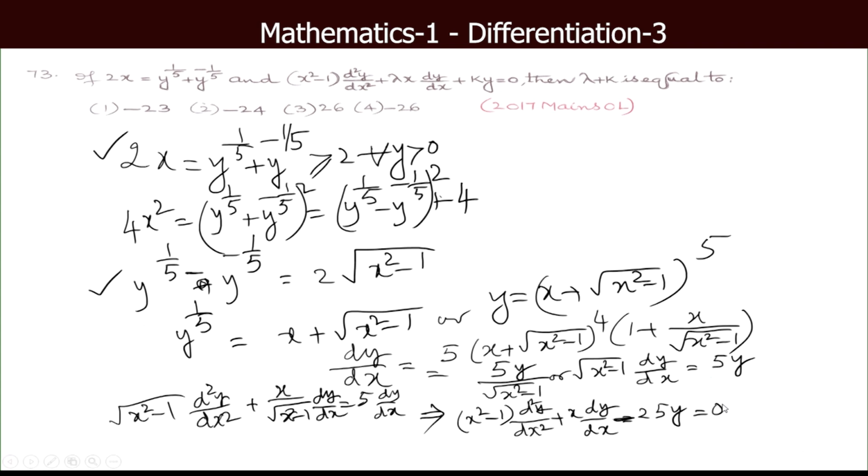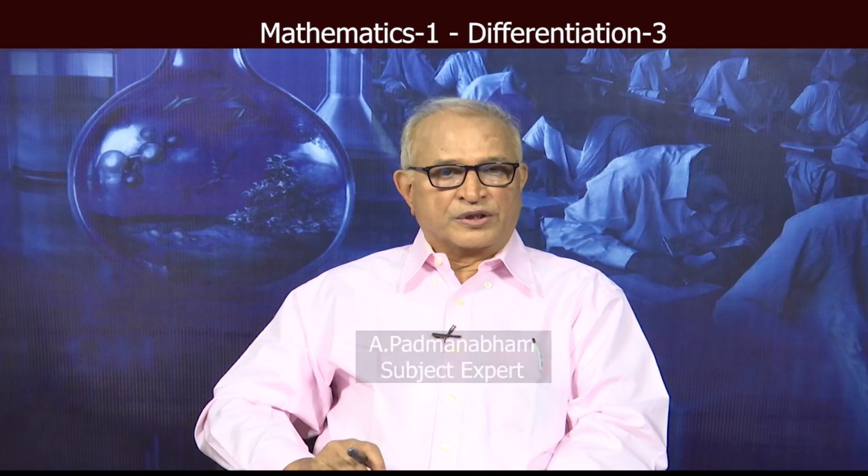So here your k equals lambda equals 1 and k equals minus 25. So what is the sum lambda plus k? Minus 24. Okay. So I think this is the end of the discussion on differentiation in EAPCET mathematics. So we hope to continue this discussion in the next episode. Thank you.